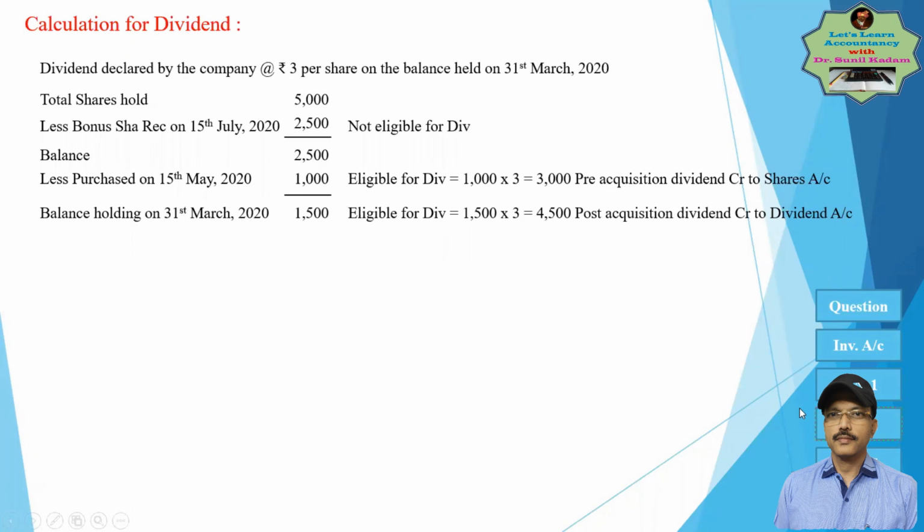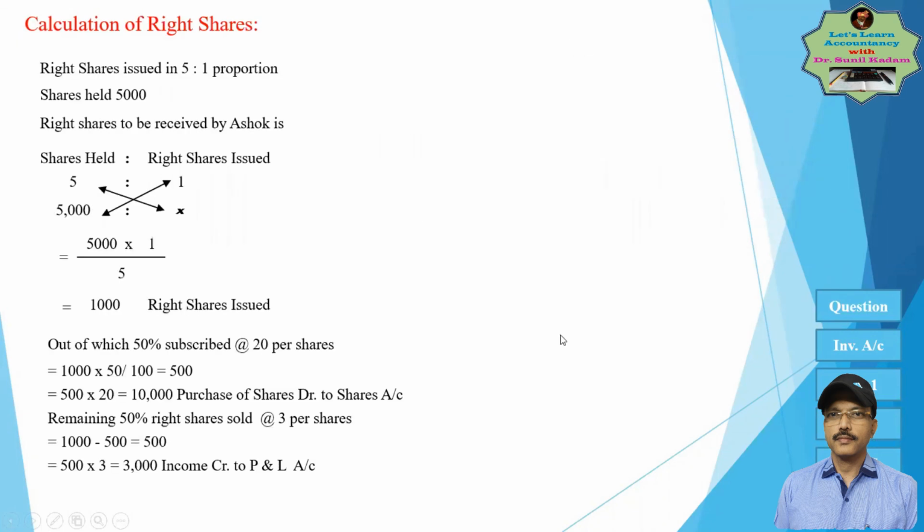And then we have worked out the right shares. The right shares proportion was 5:1, and he held 5,000 shares, so got 1,000 shares, out of which 50% he accepted and 50% sold out. Whatever he accepted at the rate of 20 is recorded, and 500 into 3 per share, he received as income.